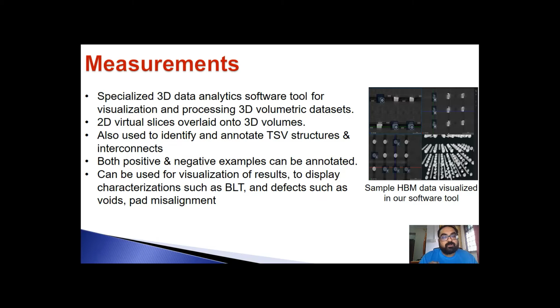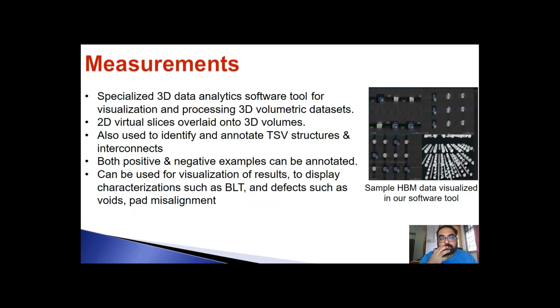And for that, we use our own 3D data analytics software tool for visualization, processing, as well as certain analysis. Essentially, what it does is it takes in the 2D virtual slices that are obtained and overlays them onto a 3D volume. That way we can look at the data in both 2D and 3D. It's also used to identify and annotate TSV structures and interconnects.